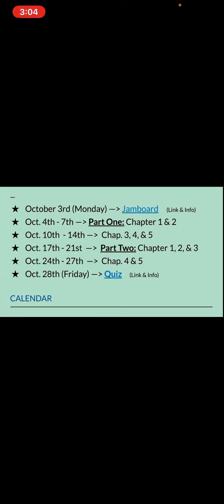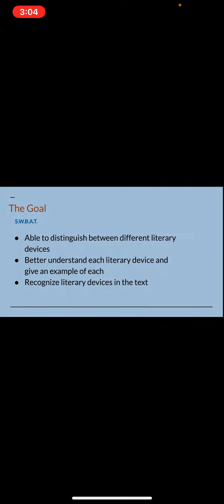And that's pretty much it. My goal for us as a class is just to be able to distinguish between different literary devices. I want you to be able to know the difference between naturalism and existentialism. That's just an example. Or symbolism and metaphors, or similes and metaphors. And be able to better understand each literary device, give an example of each, and recognize literary devices in the text. I want you to be able to read The Stranger, and throughout reading it, point out symbolisms or examples of motifs, or see repetition of themes.